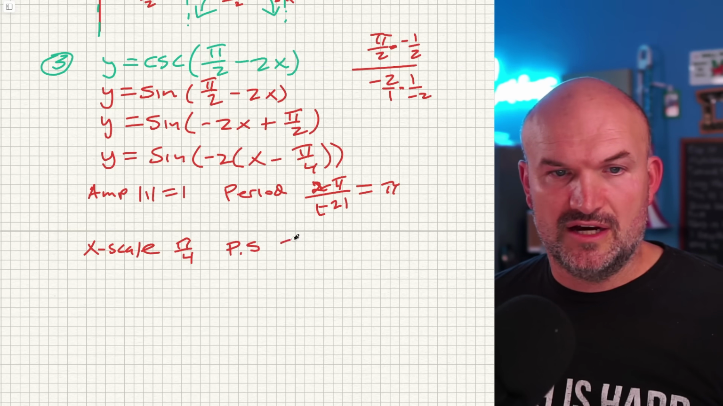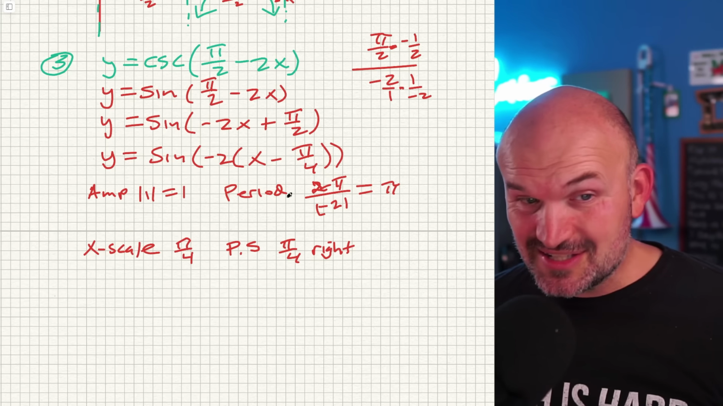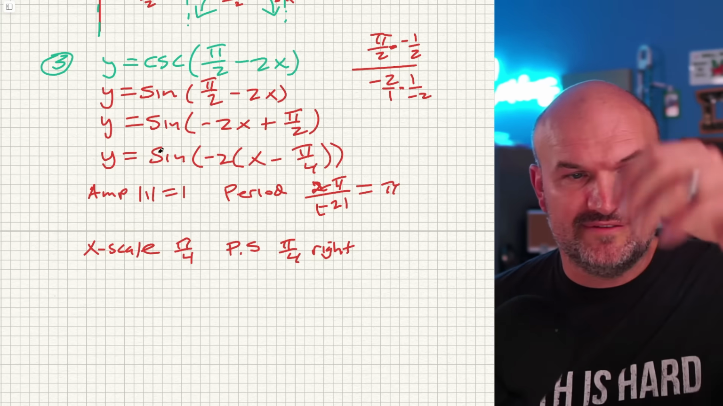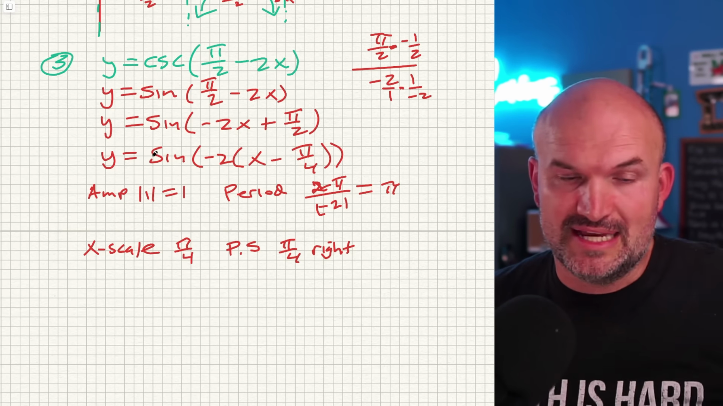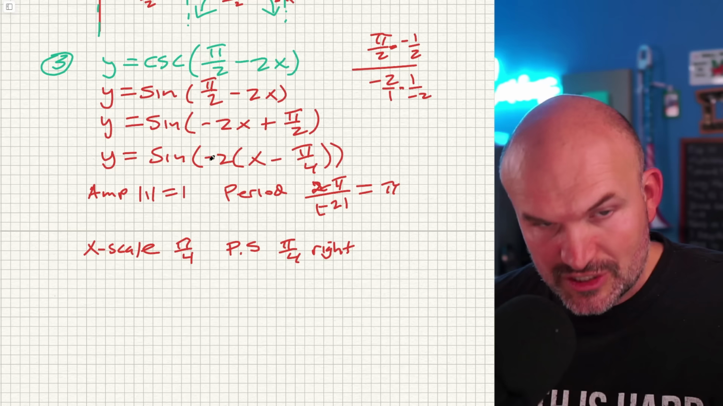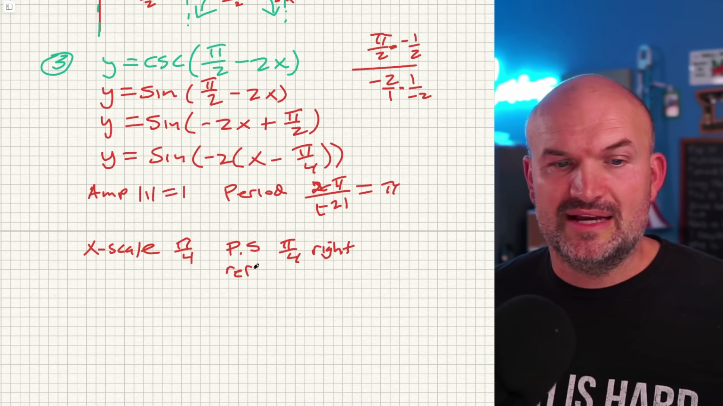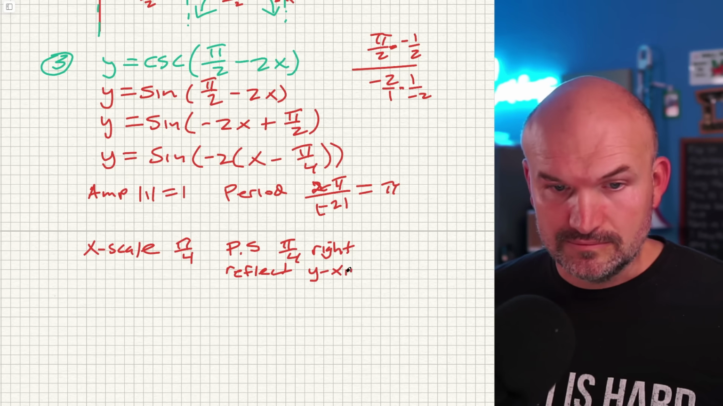So phase shift of pi over 4 to the right. And then also, don't forget, we have a negative, right? So we need to make sure we remember that. When you have a negative on the outside of your trigonometric function, that's a reflection about the x-axis. When you have a reflection on the inside, that's going to be a reflection about the y-axis. So let's go ahead and write that in there. Reflect y-axis. Okay.